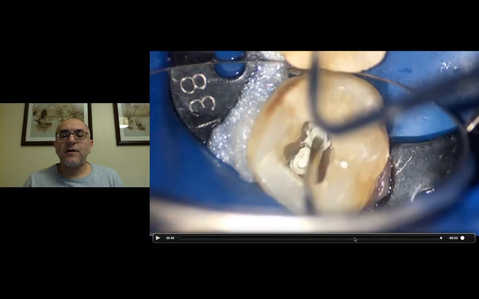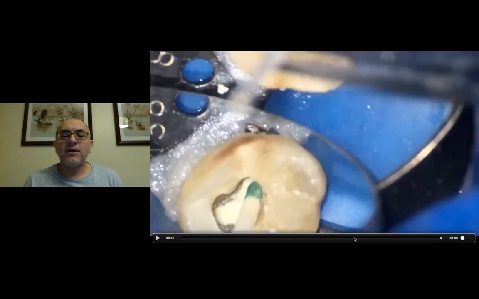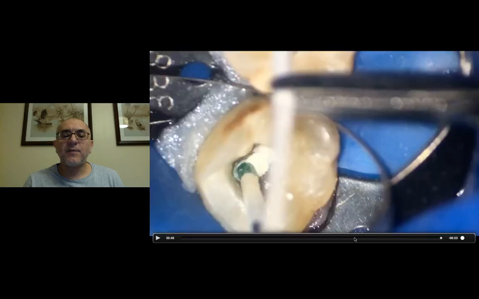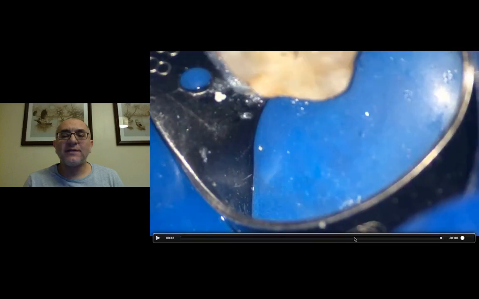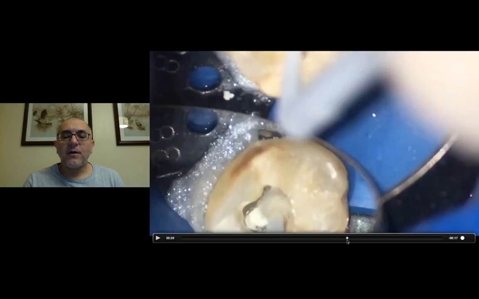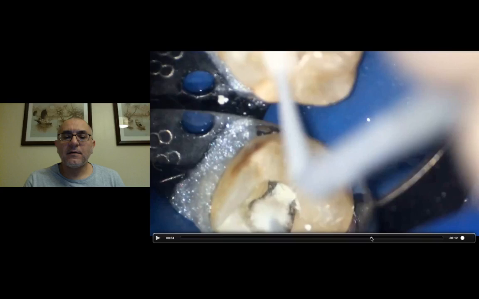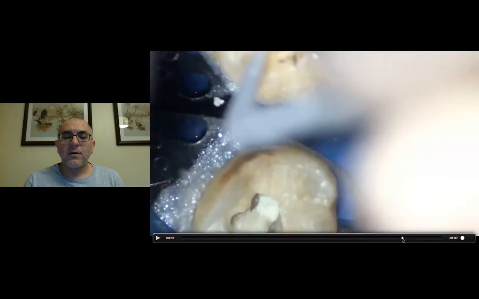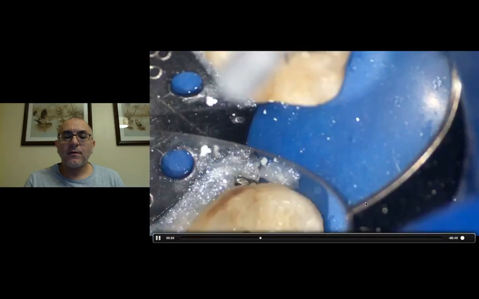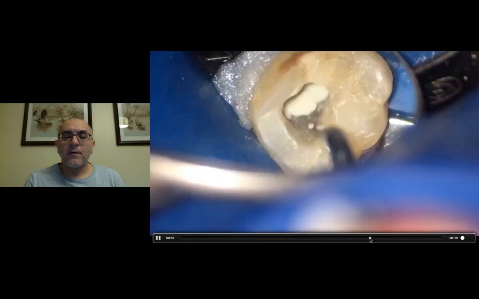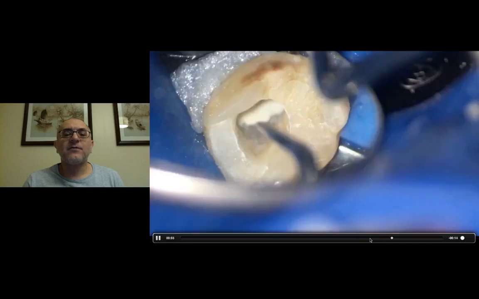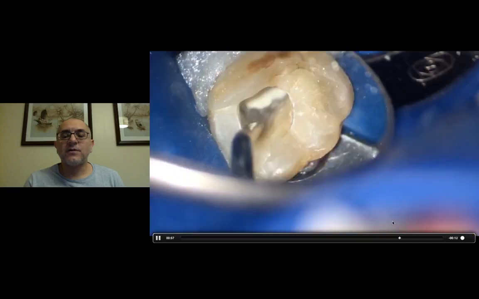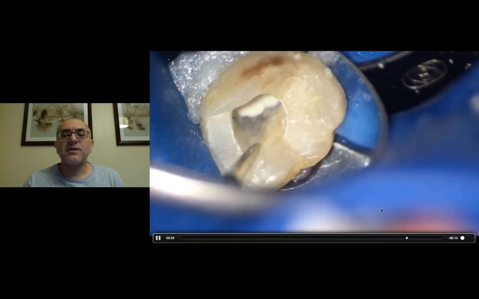And then you can see here, I sometimes use the opposite side of a paper point. If my MTA is a little too wet, I apply a little paper point. And then here, I'm cleaning up the cavity using a brush. There you go. And then cleaning up the cavity. And then I've isolated my pulp, and it's now time to restore it. So that would be the sequence of events in a pulpotomy.